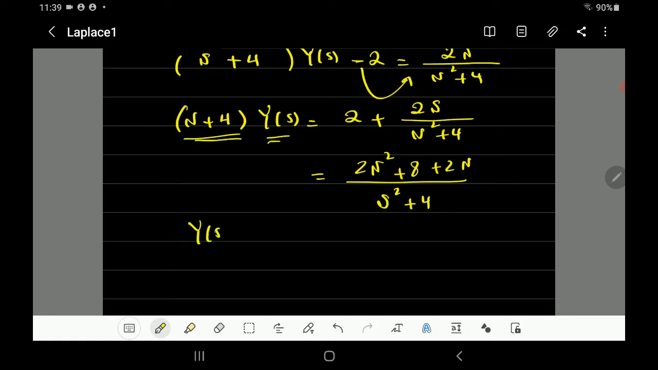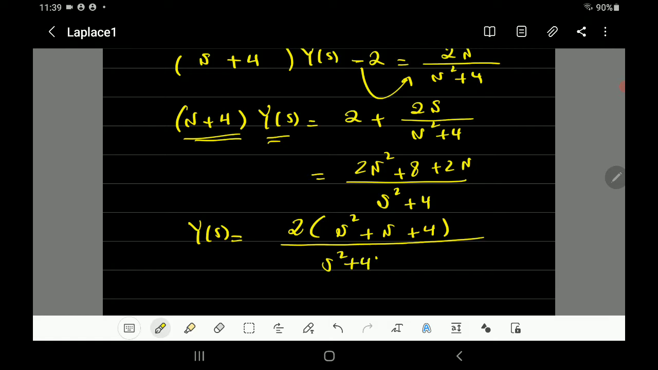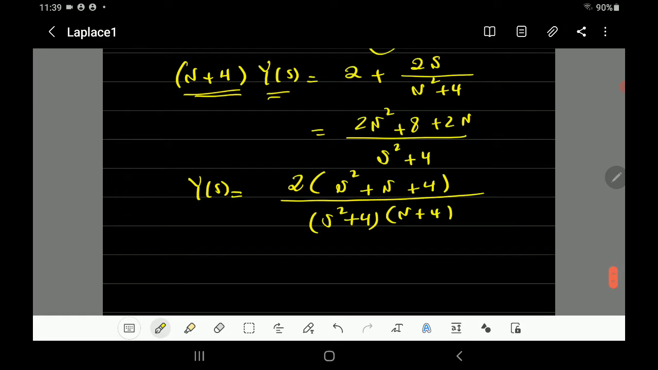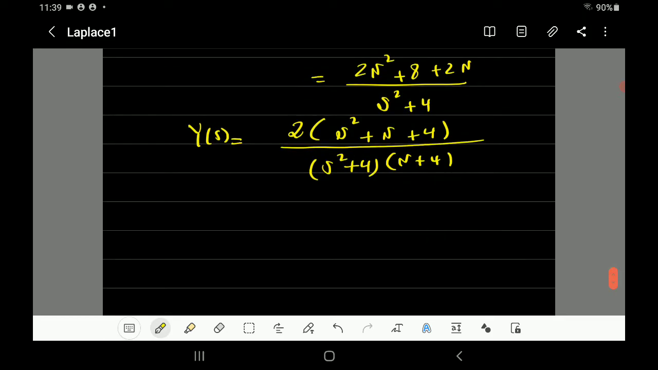So you have Y(s) is equal to 2s squared plus 8 plus 2s. Or we can go ahead and simplify it, because you can see here you have 2 as a common factor. Go ahead, take 2 as a common factor. You have s squared and rearrange it, plus s plus 4. You have s squared plus 4 here, and it is divided by s plus 4. So that will be the equation of Y(s). So what you will do, you are going to do the partial fraction using the inverse.